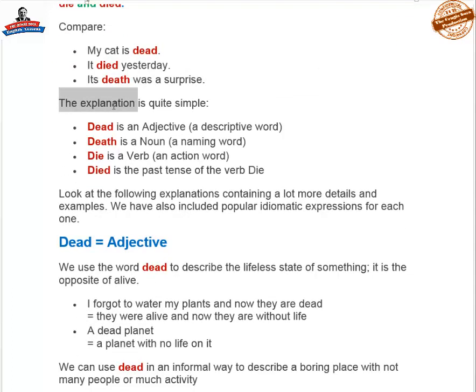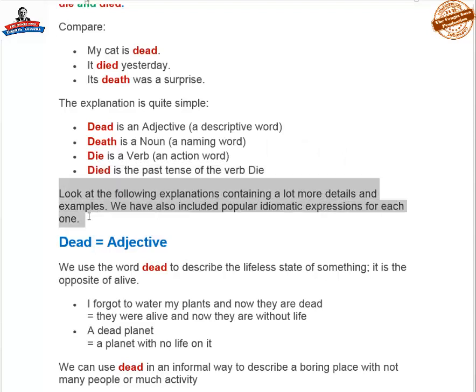To explain is quite simple. Dead is an adjective, a descriptive word. Death is a noun, a naming word. Die is a verb, an action word. Died is the past tense of the verb die.